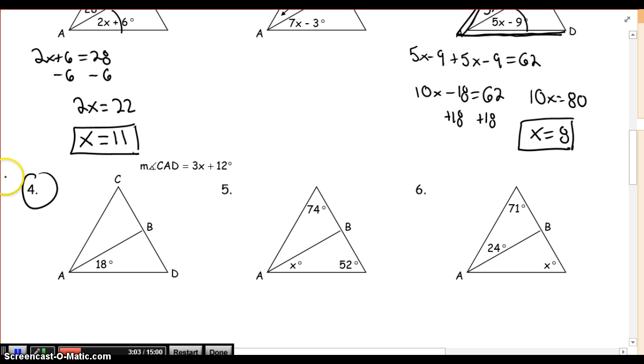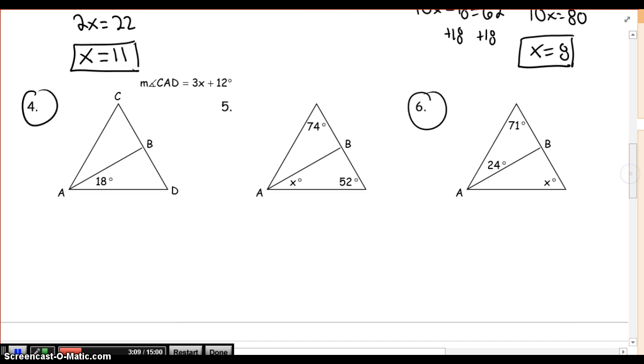Now, we're going to take a look at 5 and 6. I'm going to do 5, and I'm going to have you do number 6, so you can see the similarities between the two. What number 5 is saying is that if this angle here is x, then this angle here has to be x too.